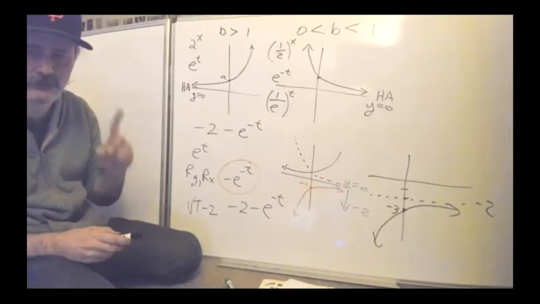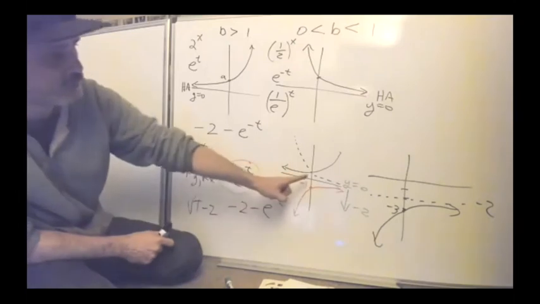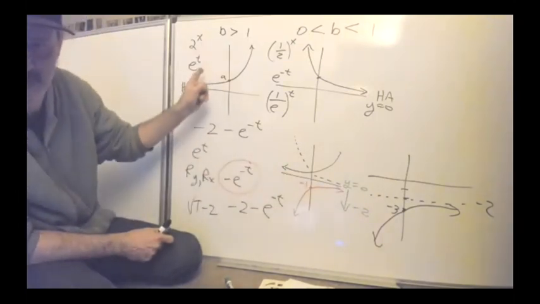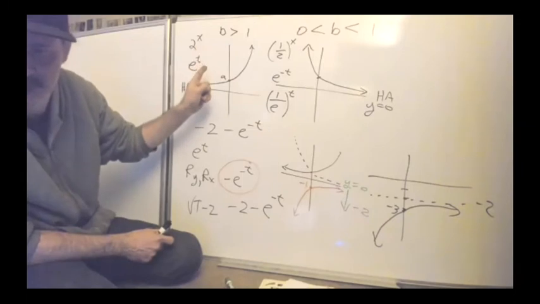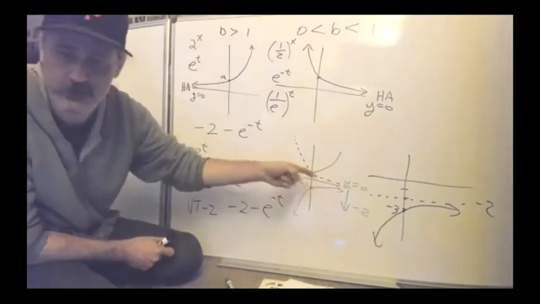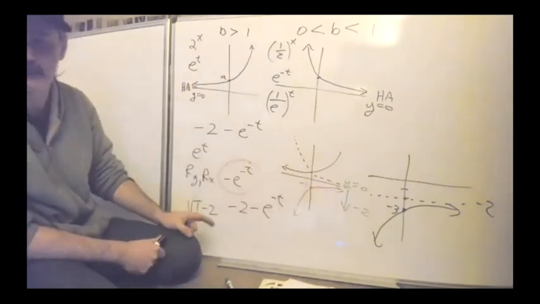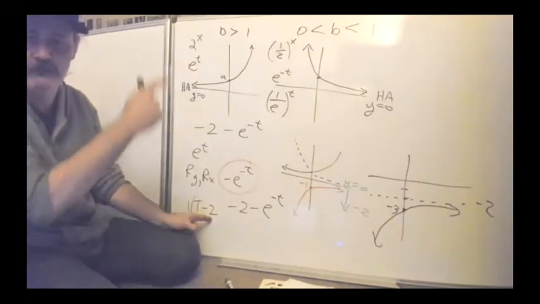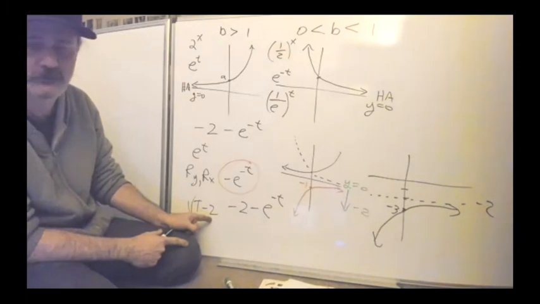All right, so two things to focus on with this one. The y-intercept, which is when x is 0, or t, depending on your variable, and where's the horizontal asymptote going. So if you don't have any translations, if you're not going up and down, if there's no vertical translation, the horizontal asymptote's not changing.